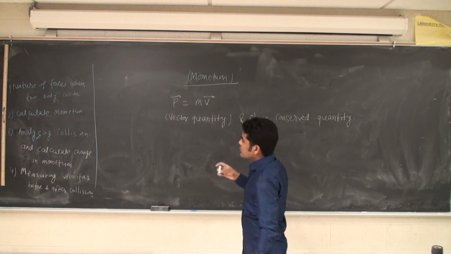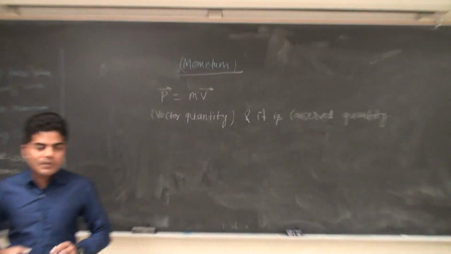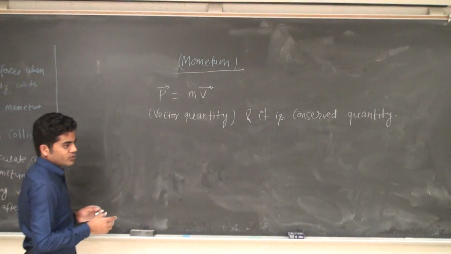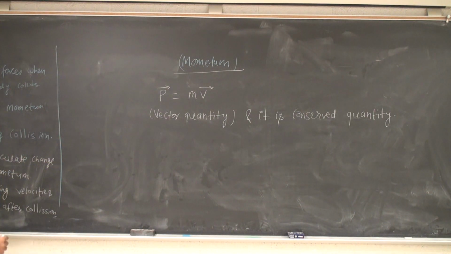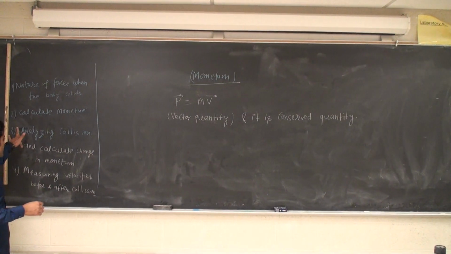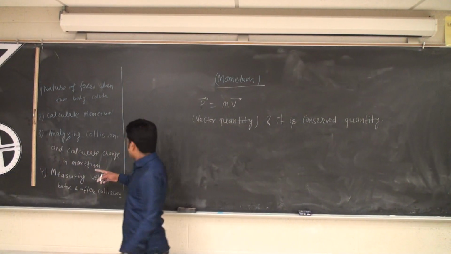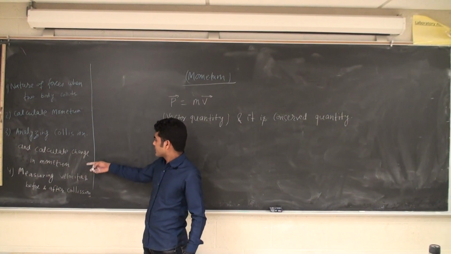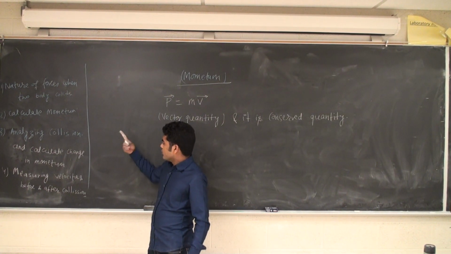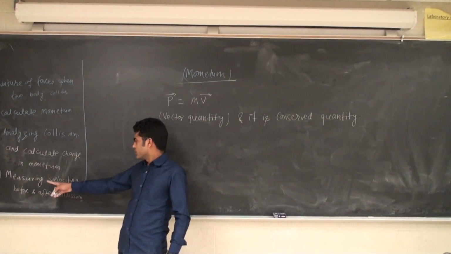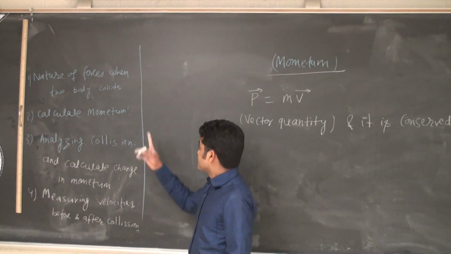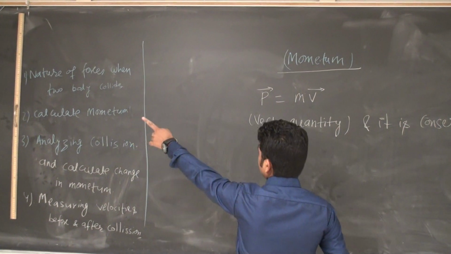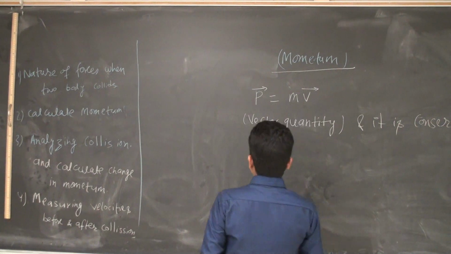In this lab, we are going to describe the nature of the forces when two bodies collide, and then we are going to calculate the momentum. We are going to analyze the collisions and calculate the change in momentum. When two bodies collide, we are going to measure the velocities before and after the collisions. So let's go to the first part, the nature of the forces when two bodies collide.